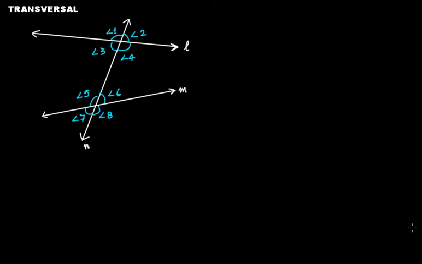Let's talk about transversal. If a line intersects two or more different lines at distinct points, it's important that the two or more lines are intersected at distinct points. It's very important.